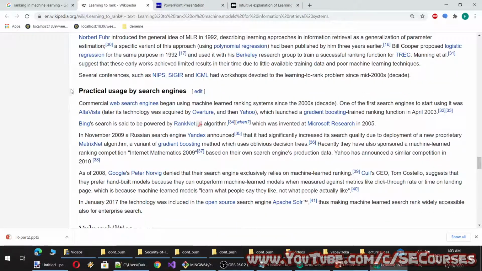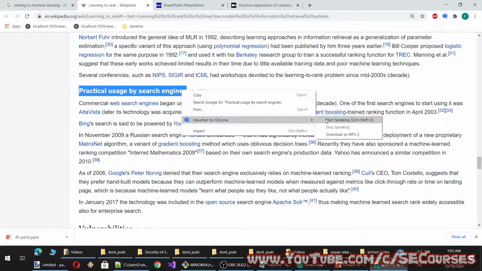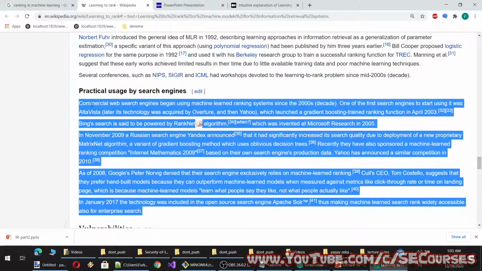Okay, practical usage by search engines. Let's read this as well. Commercial web search engines began using machine-learned ranking systems since the 2000s decade. One of the first search engines to start using it was AltaVista. Later its technology was acquired by Overture, and then Yahoo, which launched a gradient boosting trained ranking function in April 2003. Bing's search is said to be powered by RankNet algorithm.